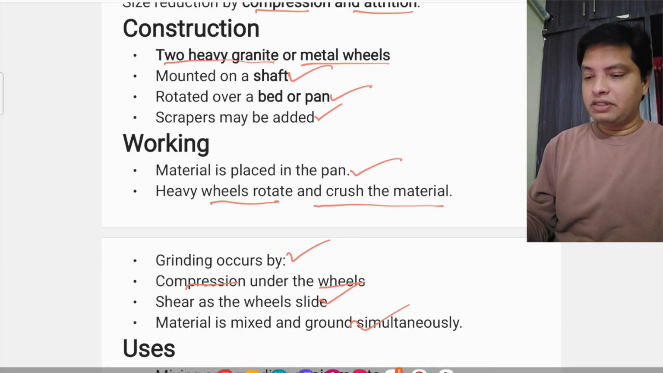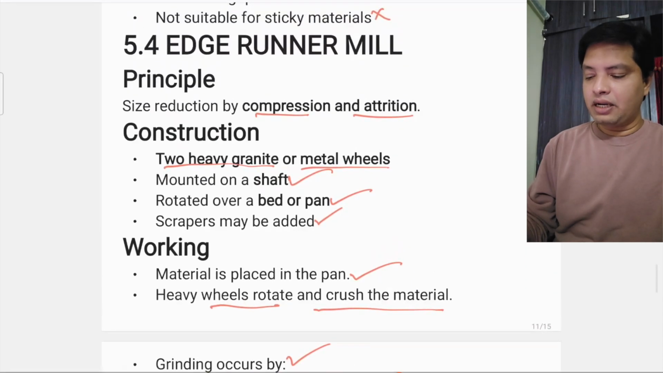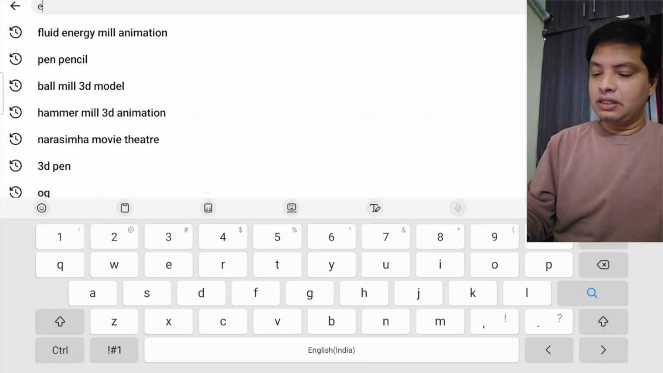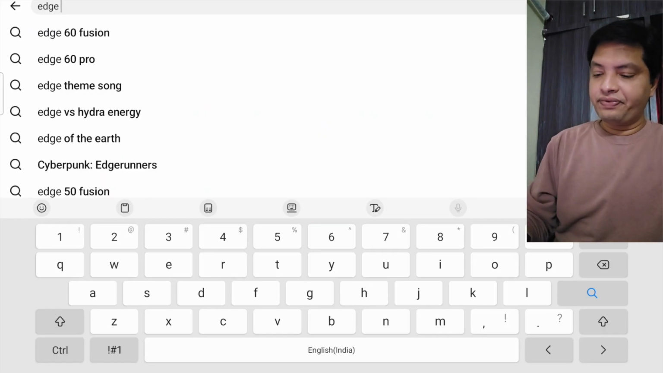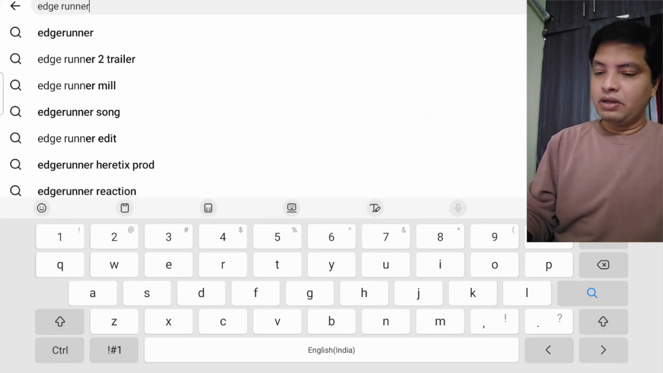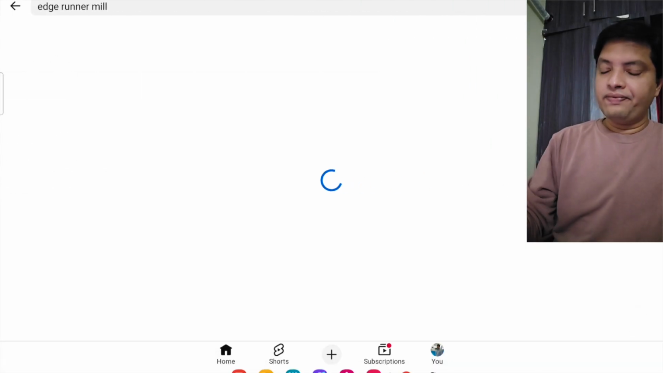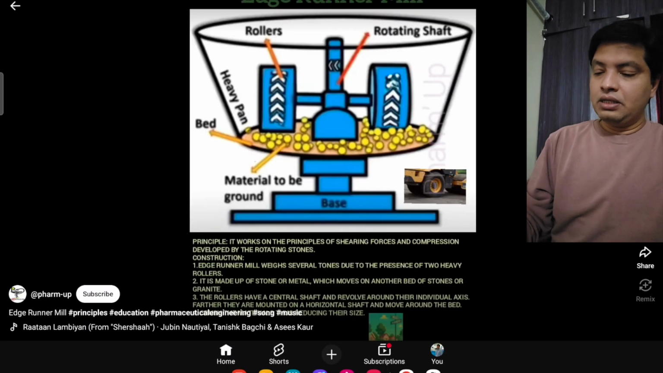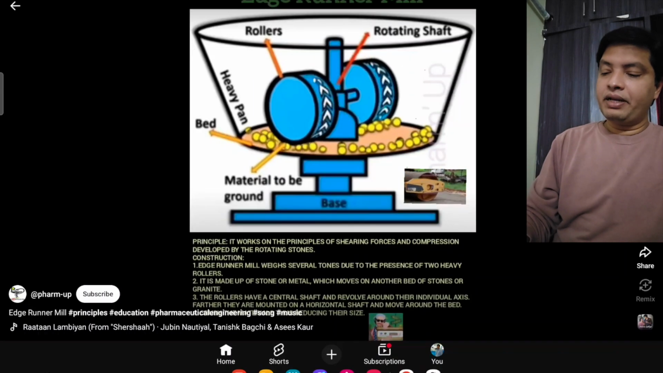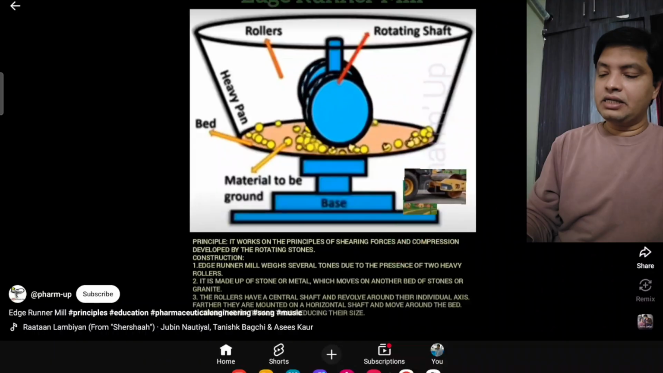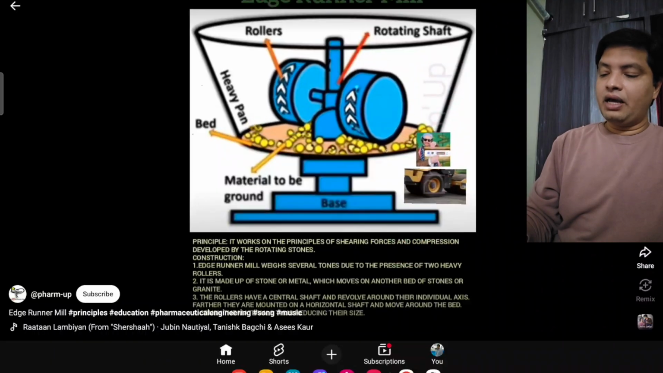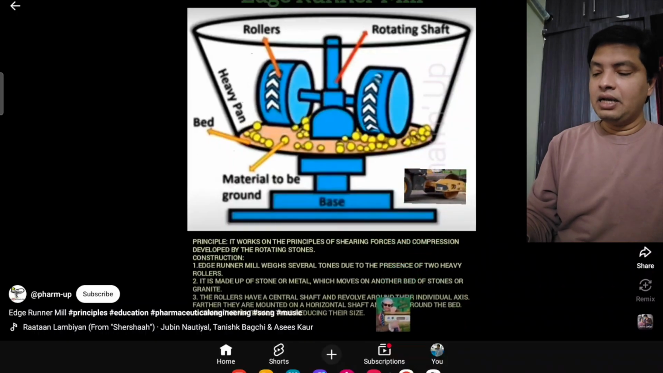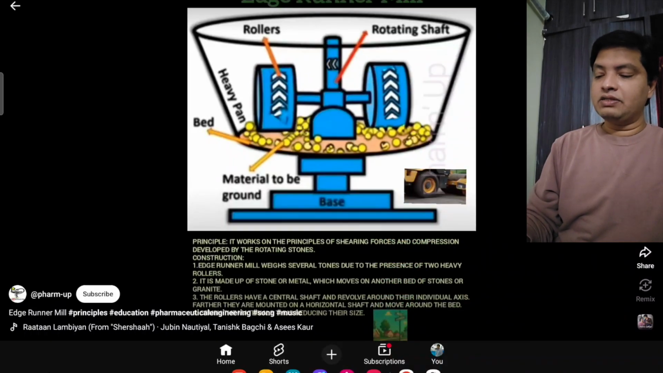How it is, we will try to see. Edge runner, I will show you. See here, edge runner mill, what is happening? Two wheels are there which are rotating against each other and they are compressing and attriting. Both things are happening here. Compression and attrition is going to happen here. That is your edge runner.